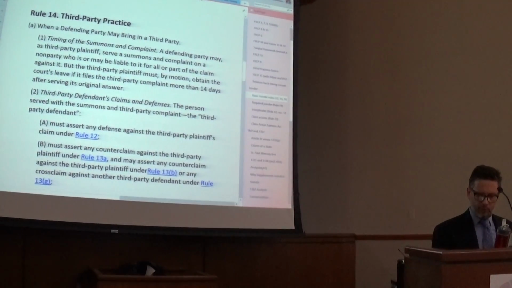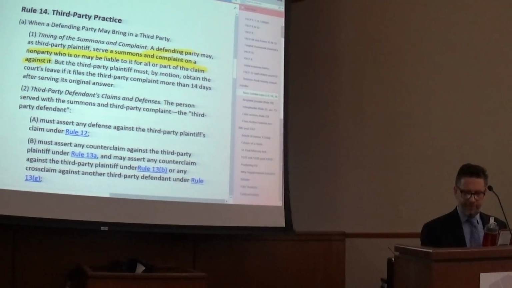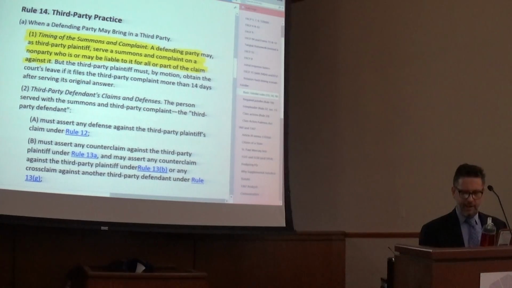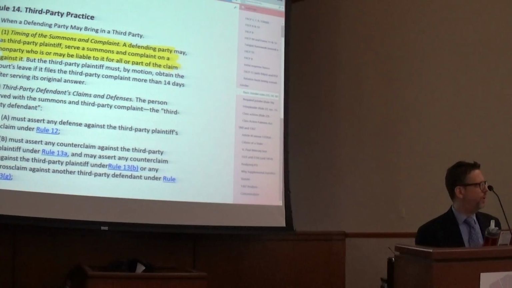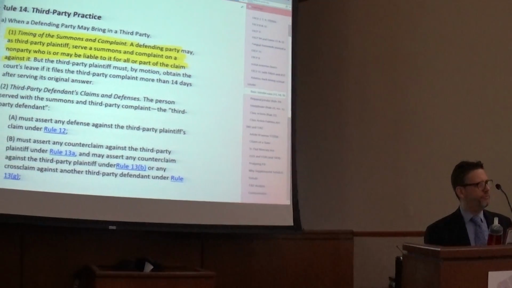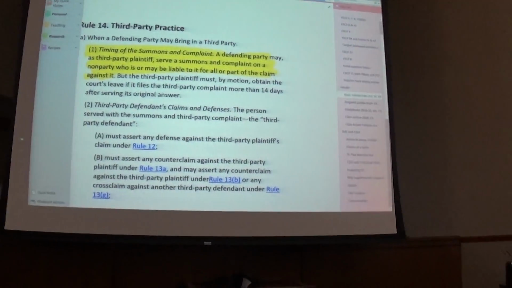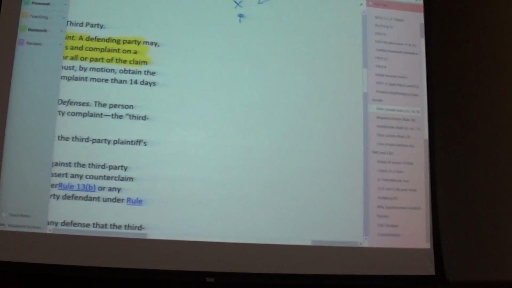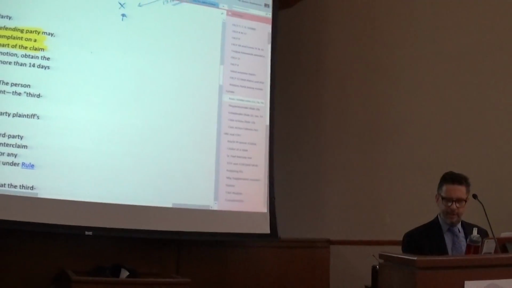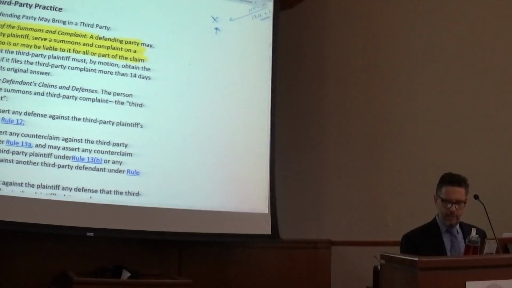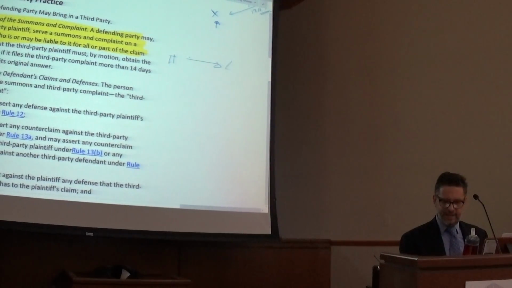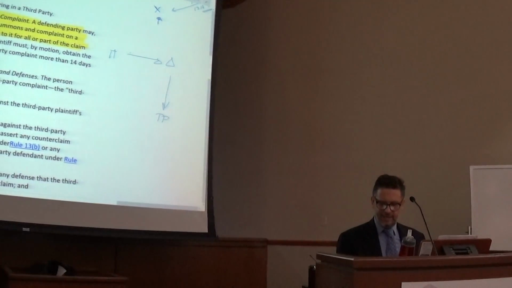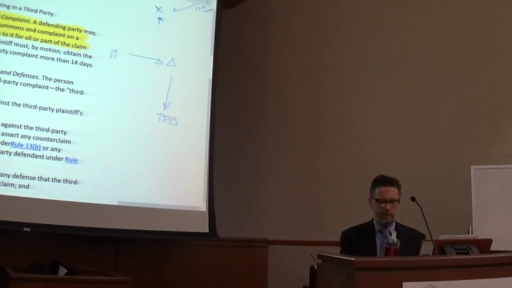Rule 14 doesn't start off with the TRO standard. To start off a third-party proceeding, the defending party is asserting a claim against a non-party who may be liable to the defending party for all or part of what the defendant is being sued for. And here you really want to pay close attention to the language. So you have P versus D, then D sues the TPD. All right, well, the defending party, that's this person here, now becomes a third-party plaintiff.